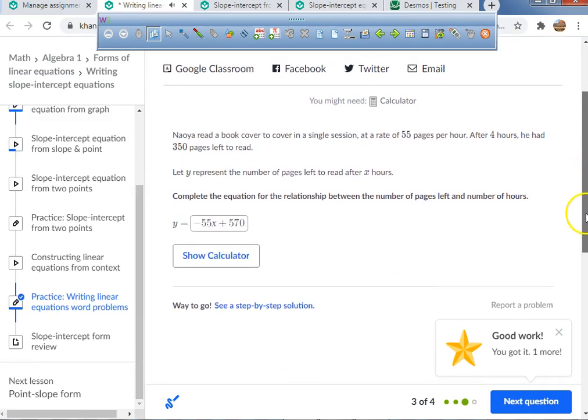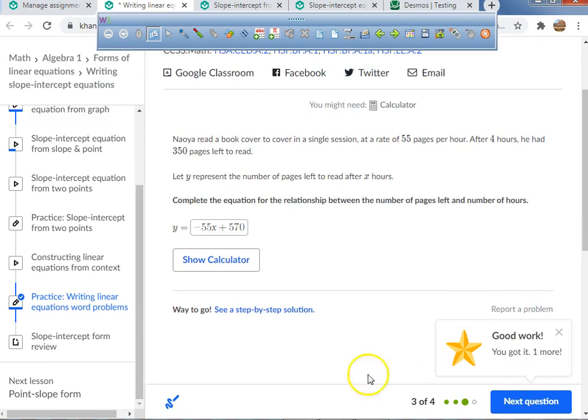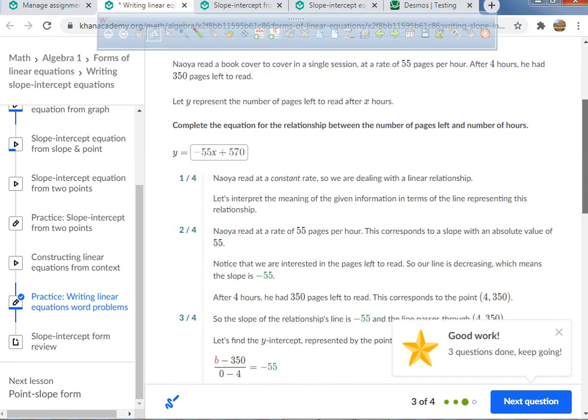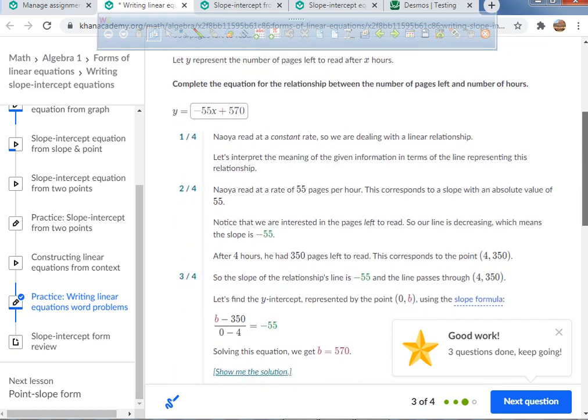Now, if you miss one of these, do not just hit next question. Make sure you say see step-by-step solution and see what they did to solve it.